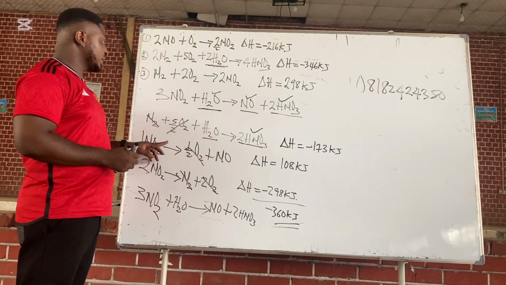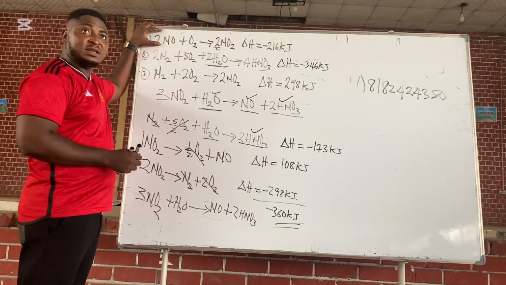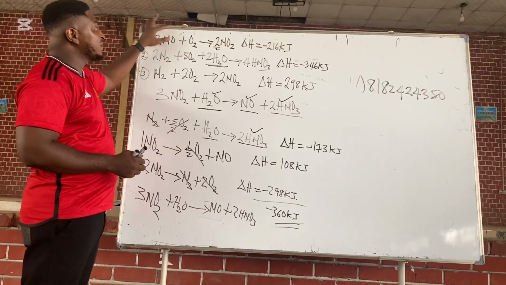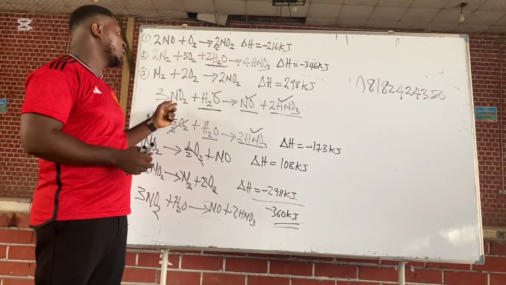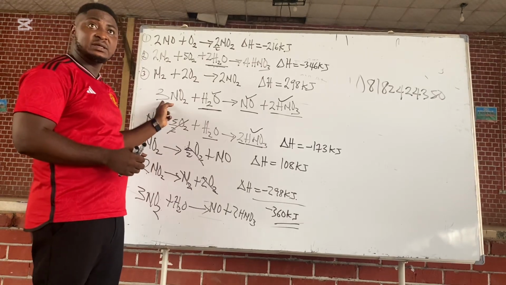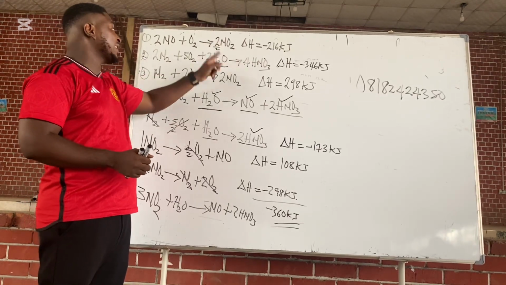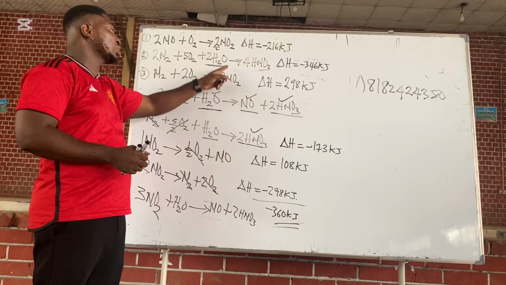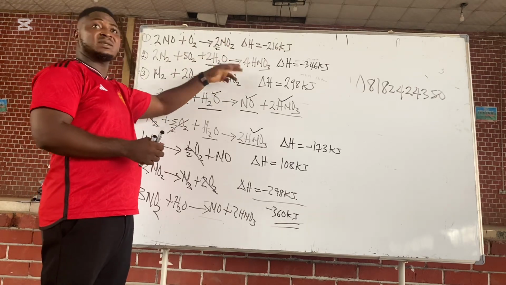Where is this one got from? From equation 1 then. Why did I reverse it? I reverse it because NO2 should be on the left hand side. Because in our main question, NO2 is on the left hand, but it's occurring on the right hand side here. In fact, I reversed equation 1 and 2, so they can come to the left.